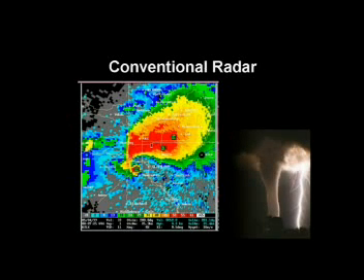Now, in class we talked about hook echoes. Hook echoes are the characteristic shape of a thunderstorm that contains a tornado in conventional radar. You can see a great example, possibly the best example I could find, of a hook echo. This is from the famous May 3rd, 1999 Moore, Oklahoma tornado, and you can see it has a great example of a hook echo in the southwest corner of the storm.